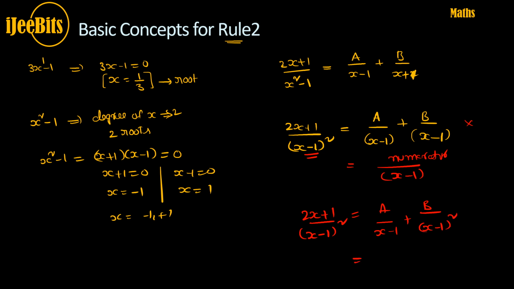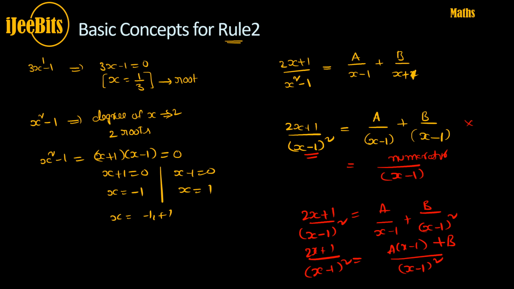Now you see what would be the LCM for this? x minus 1 whole square, and then a times x minus 1, because x minus 1 and x minus 1 whole square. So if we multiply numerator and denominator by x minus 1, what you get is a into x minus 1, then the denominators would be the same, right? Plus b. This is how you can decompose the given equation. Any doubt?